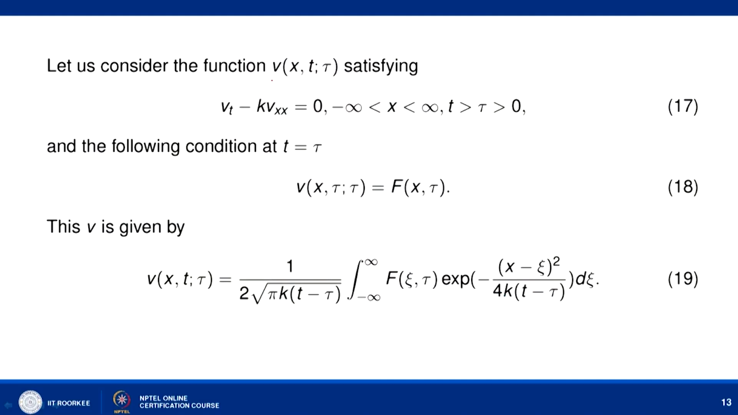So, here let us say that we have a function v(x,t,τ) satisfying this equation, v_t minus k v_xx equal to 0, where x is lying between minus infinity to infinity and t is greater than τ greater than 0, and the following condition holds that v(x,τ,τ) is equal to f(x,τ). Here we have one derivative, so one less derivative is zero derivative. So, the condition v(x,τ,τ) is given as f(x,τ), and we already know the solution of this.